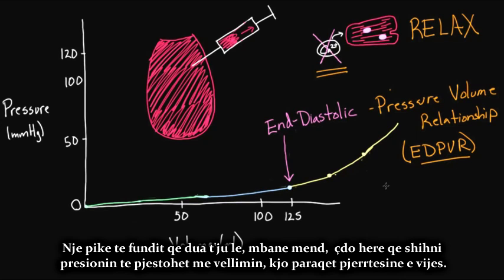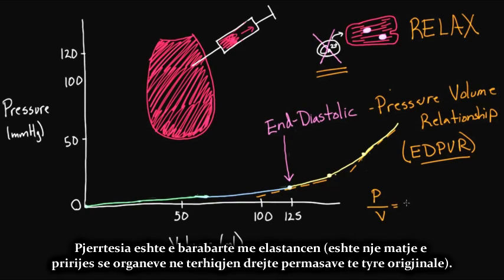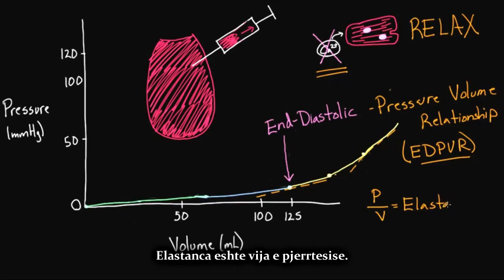And one final point I want to leave you with is, remember, anytime you see pressure divided by volume, that's really a slope of a line, right? So this could be the slope of the line right there, or you could have the slope of the line right there. So anytime you have P over V, that's just a slope. And that slope equals the elastance. Remember the concept of elastance. Elastance is just the slope of the line.